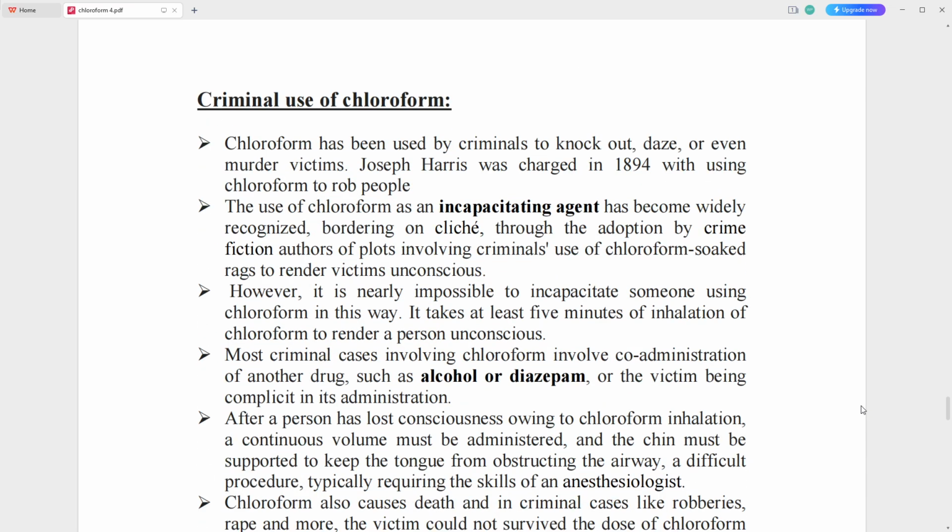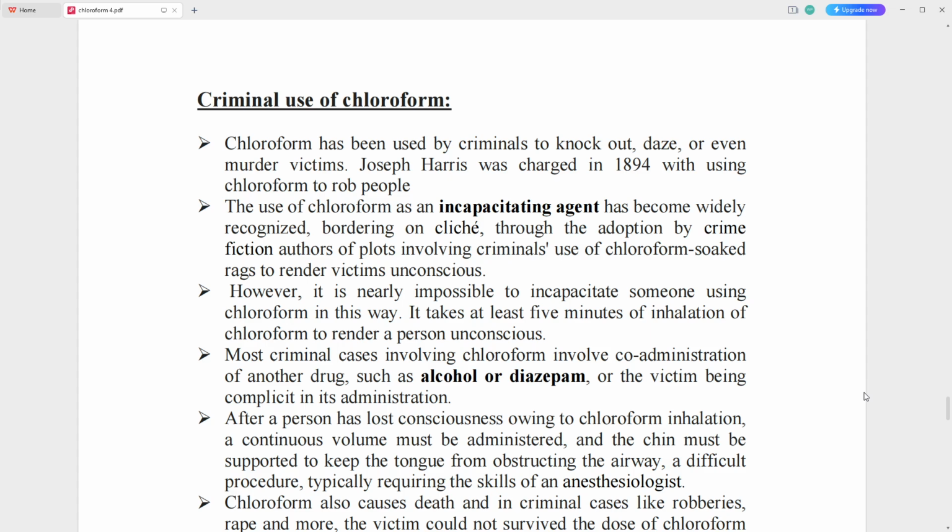Now, when we discuss chloroform, its criminal uses come to our mind naturally. Chloroform has been used by criminals to knock out dates or even murder victims. Joseph Hale was charged in 1894 with using chloroform to rob people. The use of chloroform as an incapacitating agent has become widely recognized, bordering on cliché, through its adoption by crime fiction authors, with plots involving criminals' use of chloroform-soaked rags to render victims unconscious.